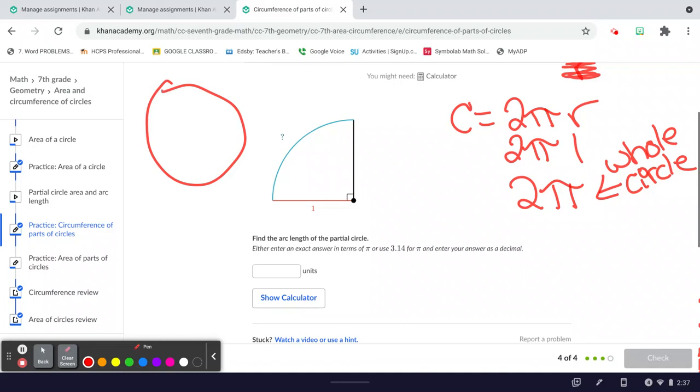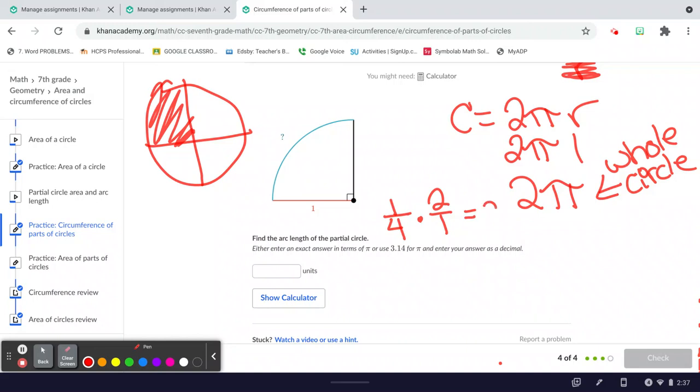Remember, if we took a circle and divided it into 4 pieces, we have one of these little pieces. So I have to say, what's 1/4 times 2 over 1? 2 times 1 is 2. 4 times 1 is 4. 2 over 4, I can reduce that by dividing the top and the bottom by 2, and I'll come up with 1/2. So I know that the circumference for this little piece is 1/2 pi.